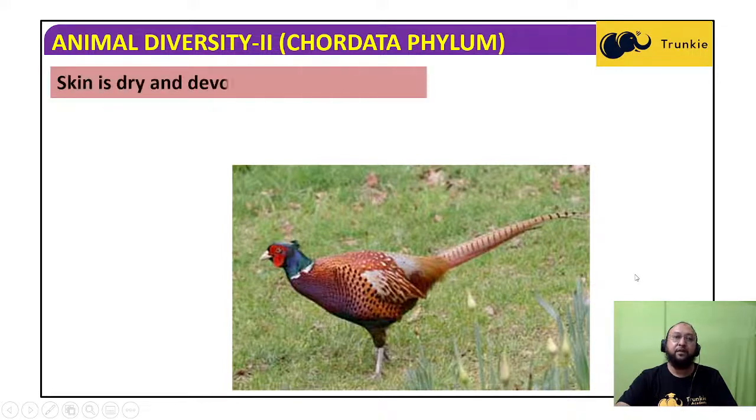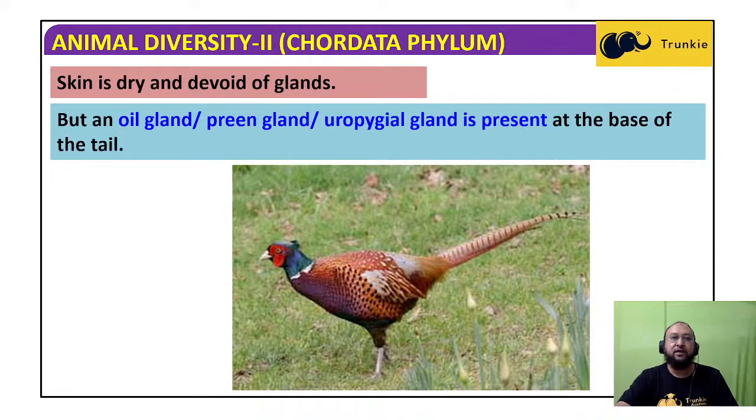Now, the skin is dry, devoid of glands, like we have also observed in the reptiles. The skin is dry, but there are no glands on the skin. But an oil gland, preen gland, or uropygial gland is present at the base of the tail. At the base of the tail, there is one special kind of gland, that is the oil gland or preen gland in birds. Preen gland, oil gland, uropygial. It's all called uropygial because it is in the tail.